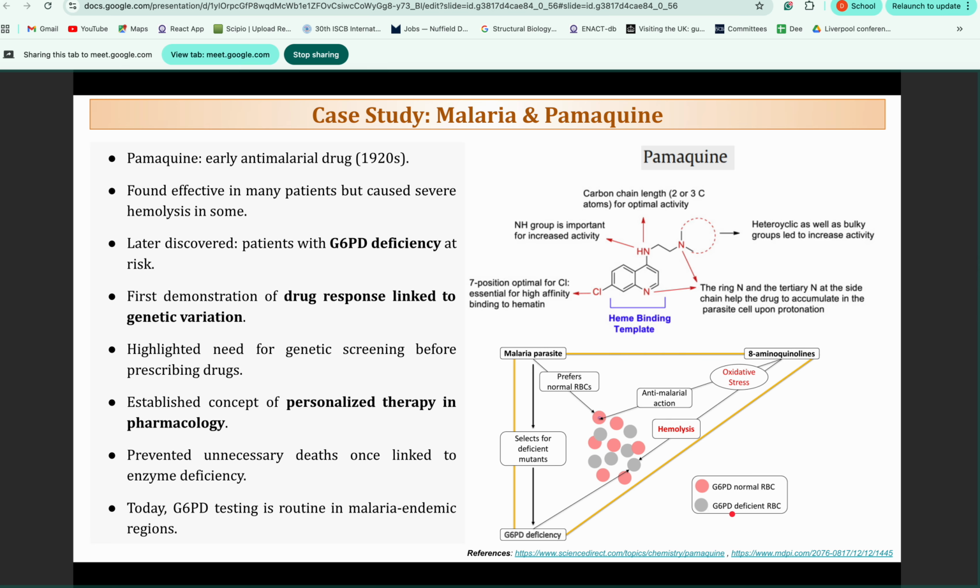So in the patients which have this deficiency, all those deficient RBCs will also undergo hemolysis, because the drug increases the oxidative stress. The normal protection does not exist, G6PD is missing, so they are not able to fight against this oxidative stress and they will ultimately break down, leading to hemolysis.